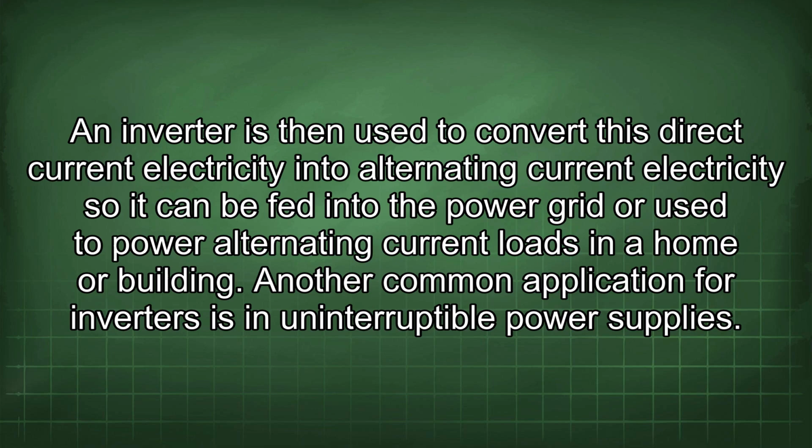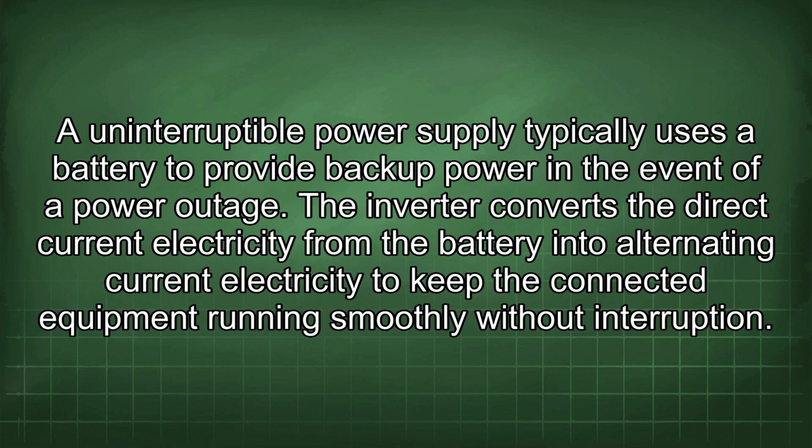Another common application for inverters is in uninterruptible power supplies. An uninterruptible power supply typically uses a battery to provide backup power in the event of a power outage. The inverter converts the direct current electricity from the battery into alternating current electricity to keep the connected equipment running smoothly without interruption.